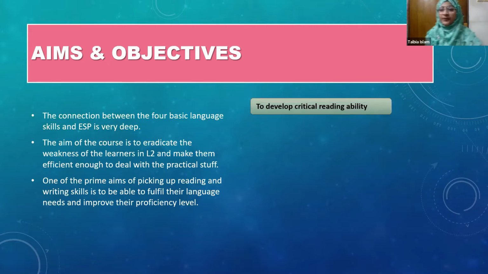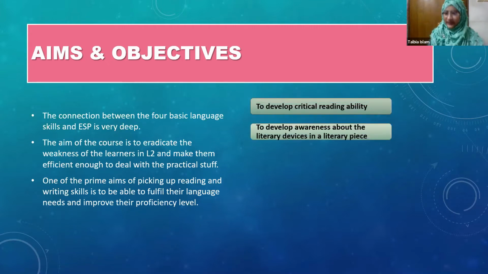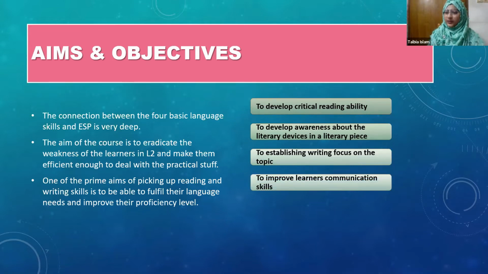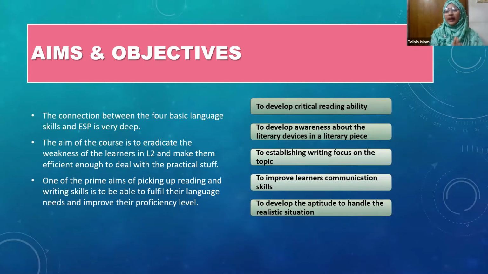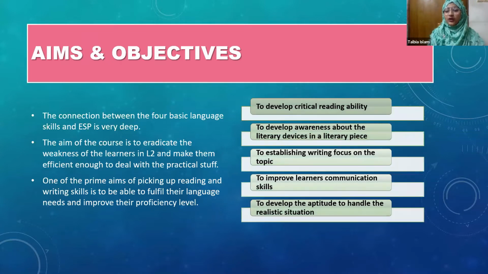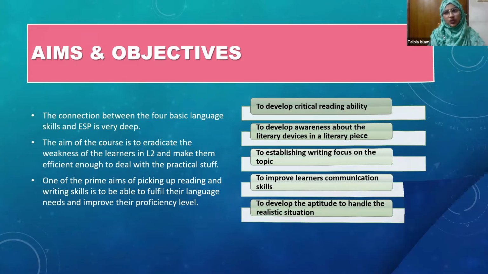Hereby, the aims and objectives would be to develop critical reading ability, to develop awareness about the literary devices in a literary piece, to establish writing focus on the topic, to improve learners' communication skills, and to develop the aptitude to handle realistic situations, that is, how they are going to handle practical life. And further, I have stated some research questions.